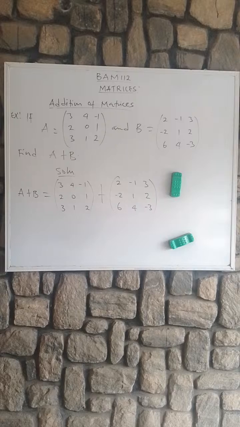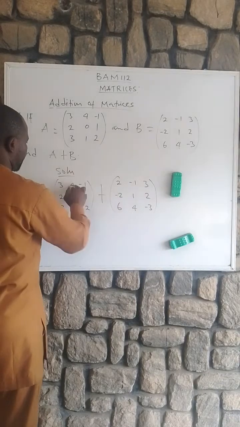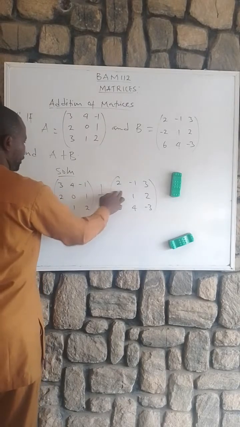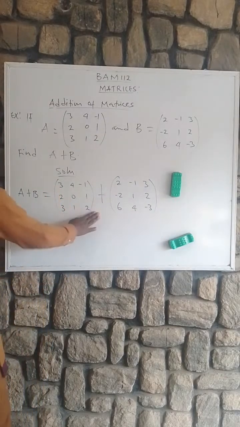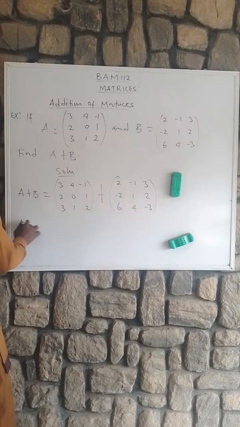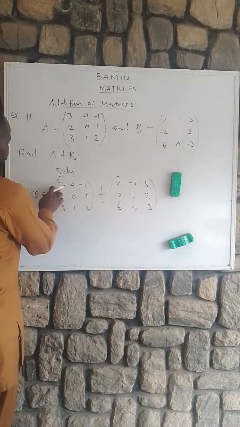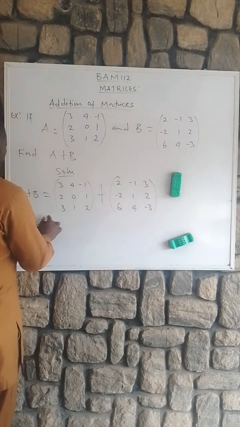We want to add this. So what we need to do here is we add this to this, add this to this, add this to this. Likewise, add this to this, add this to this, add this to this. So let's do it together. So here, matrix A plus B is equal to, what do we have here? 3. What do we have here? 2. So 3 plus 2.